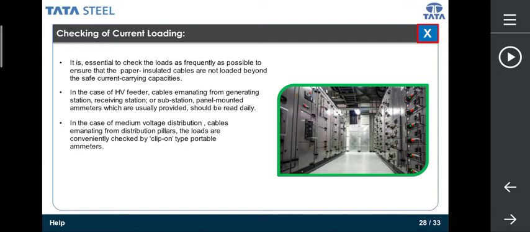In the case of medium voltage distribution cables emanating from distribution pillars, the loads are conveniently checked by clip-on type portable meters. Distributor loads should be checked at intervals not exceeding 3 months.